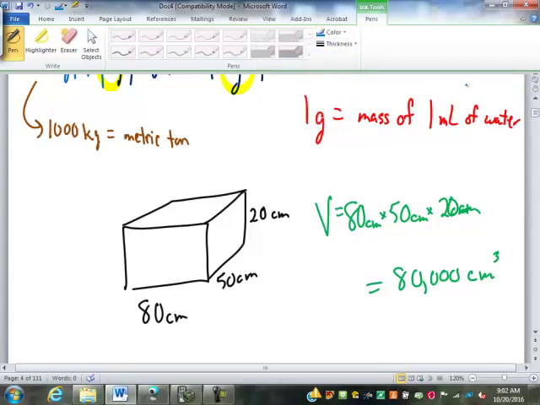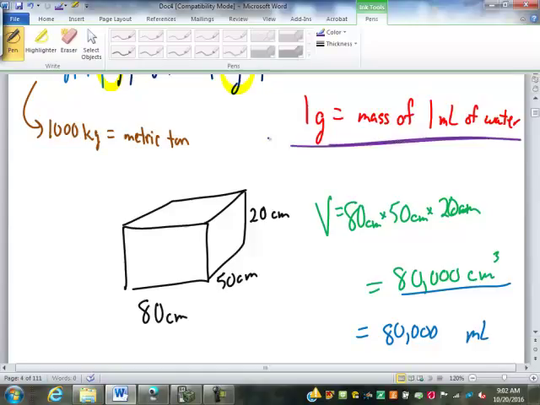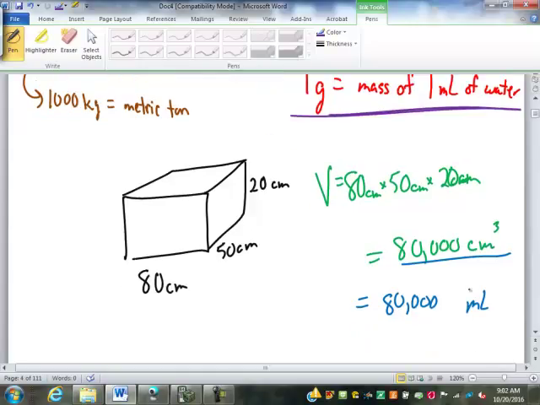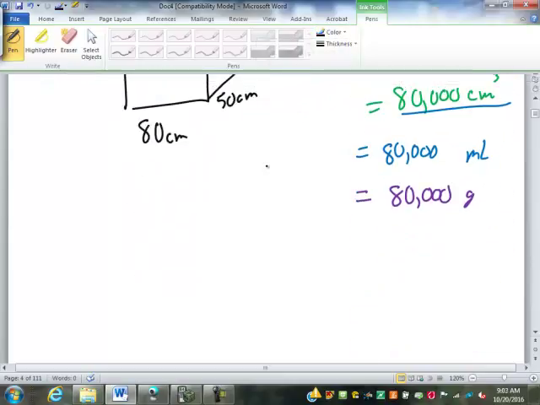What would be the mass of the water contained in that tank? Well, we convert centimeters cubed into milliliters. How many milliliters would that be? 80,000. We can convert milliliters into grams. How many grams would that be if that was water? 80,000. Well, let's convert it into kilograms. To get from grams to kilograms, we just go to the left. That's 80 kilograms of water.